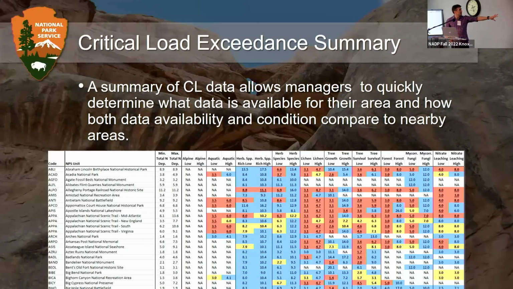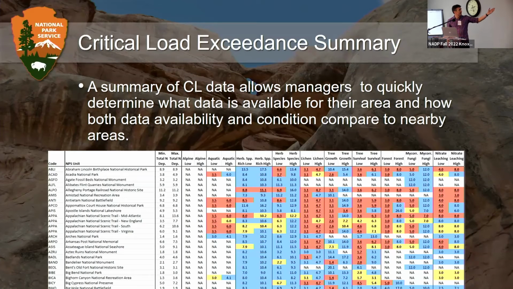So you saw a version of this at the end of Chris's slide. This is step 1 in how we are compiling all of this data together. We have these summary tables that allow a land manager to quickly find their park. They can scan through and get a sense of what critical load data we have there, as well as the current relative condition based on the range of total deposition.